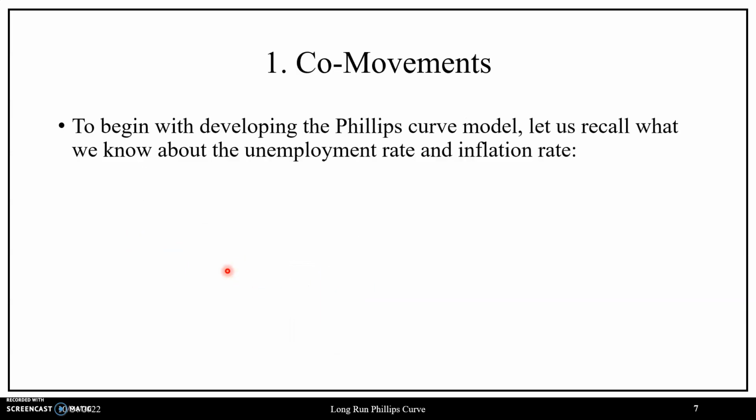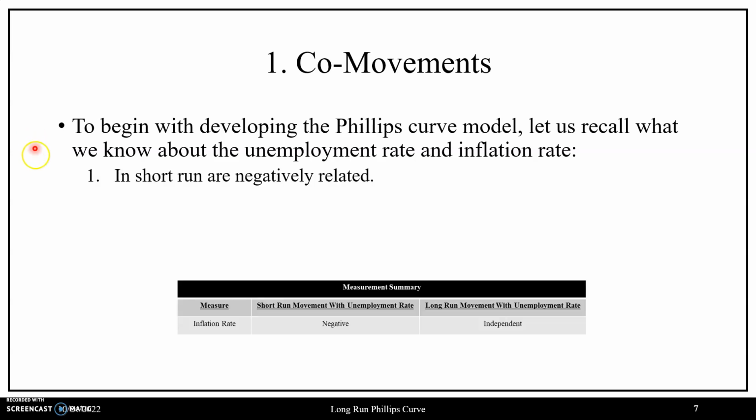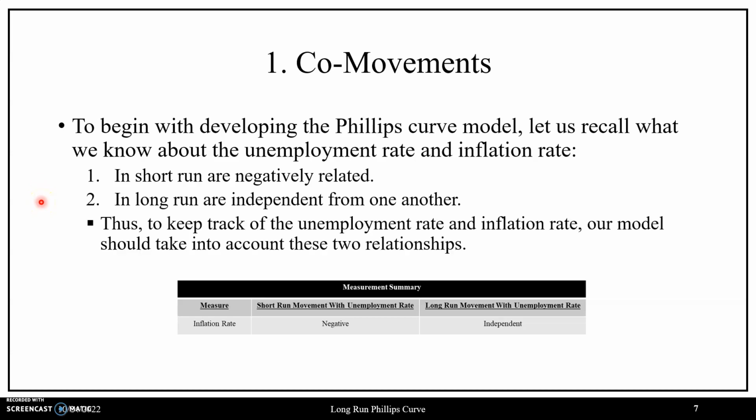So, with our task at hand, in order to develop the Phillips curve model, let us first recall what we know about the unemployment rate and inflation rate in terms of their co-movements, in which we've seen in our annual U.S. data that the two variables are negatively related to each other in the short run. However, in the long run, the two variables are independent from one another.